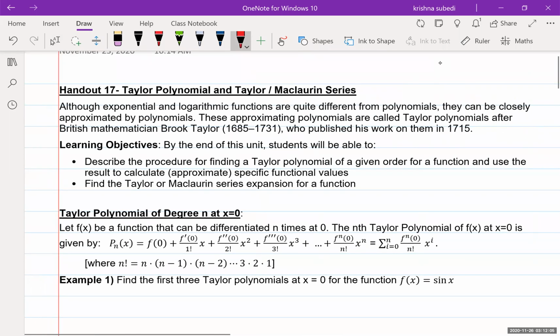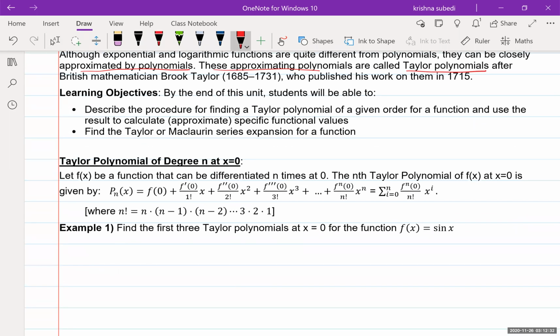So although exponential and logarithmic functions are quite different from polynomials, they can be closely approximated by polynomials. These approximating polynomials are called Taylor polynomials, after the British mathematician named Brook Taylor, who published his work on them in 1715, a long time ago.